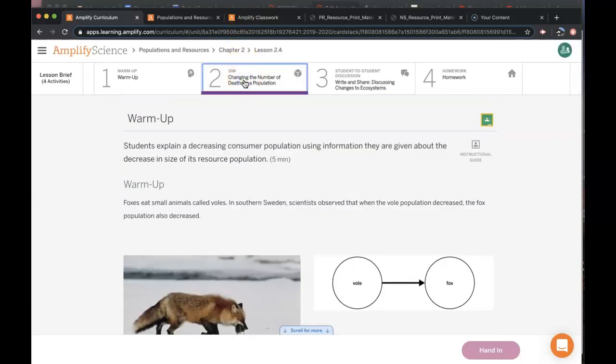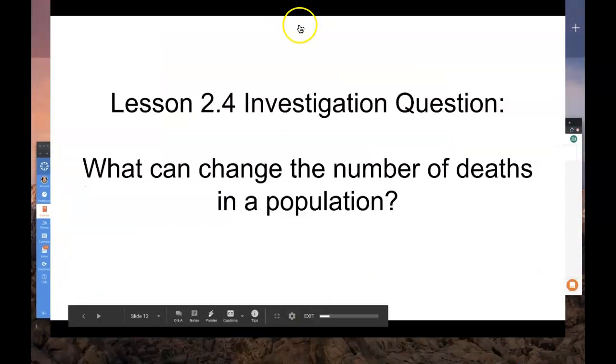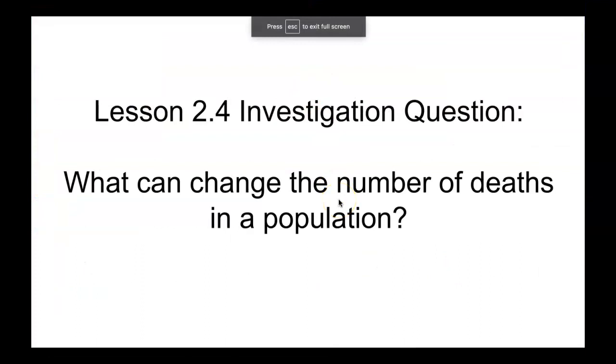All right. We learned that a change to the resource population can lead to a change in the number of births in a consumer population. But we know that a change in the number of deaths can also cause a population to change size. So today we're going to shift our focus to what can change the number of deaths in a population. That's our investigation question for this lesson: what can change the number of deaths in a population?